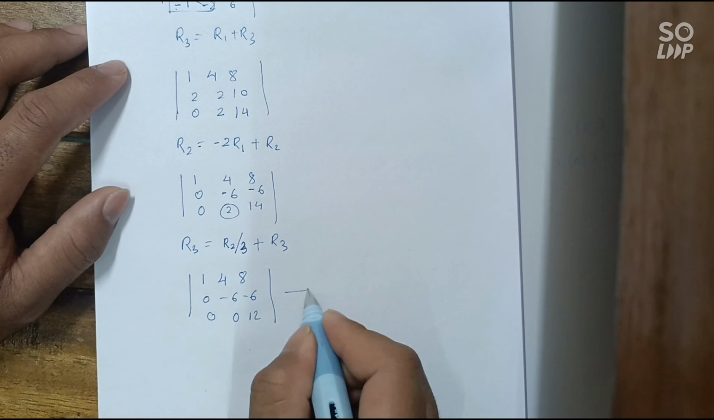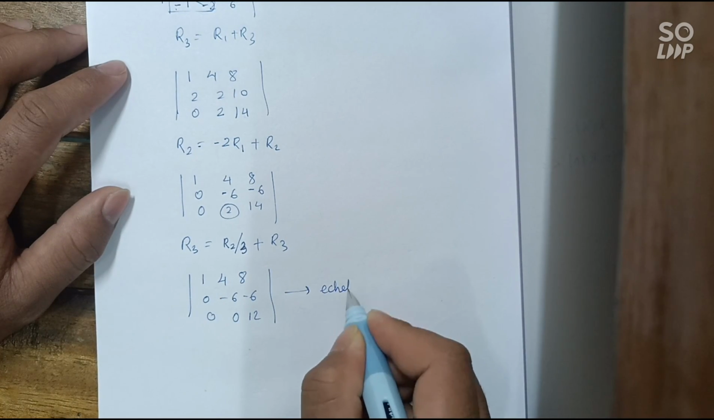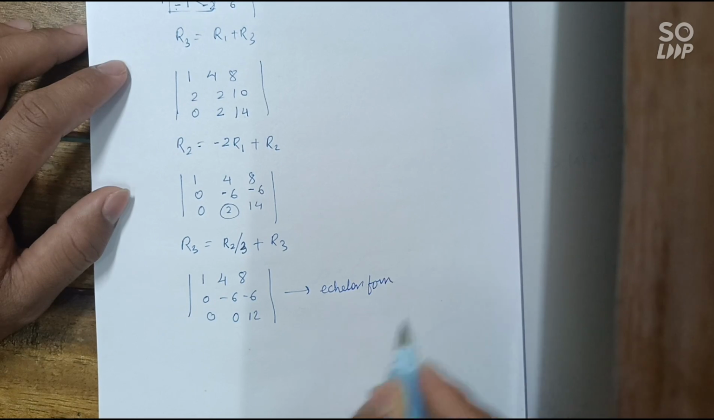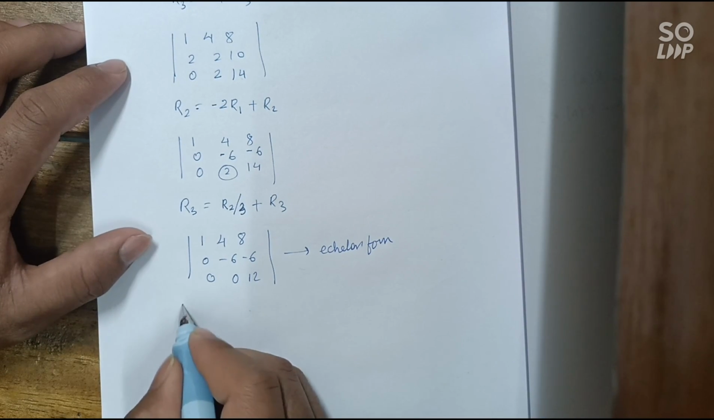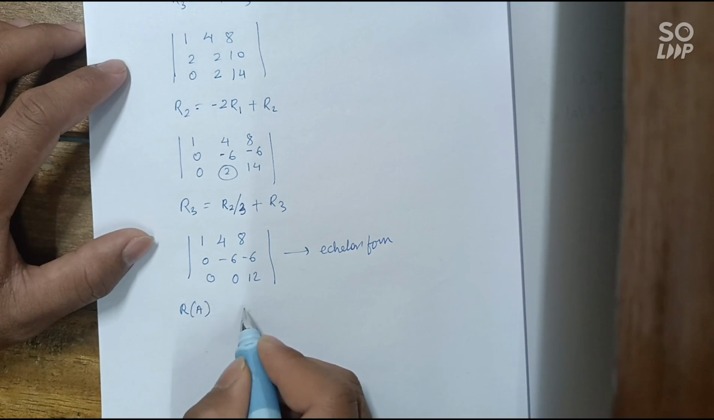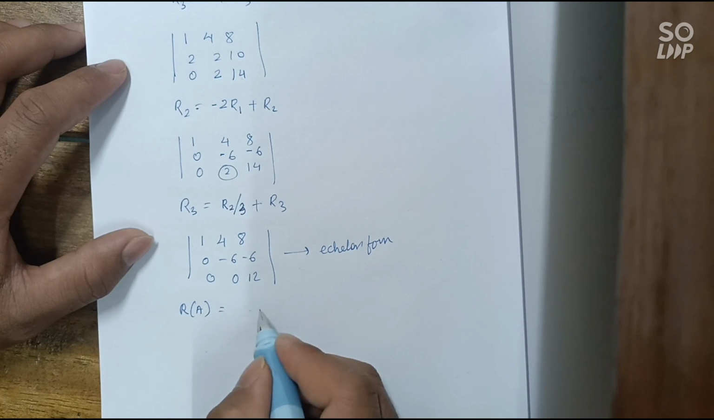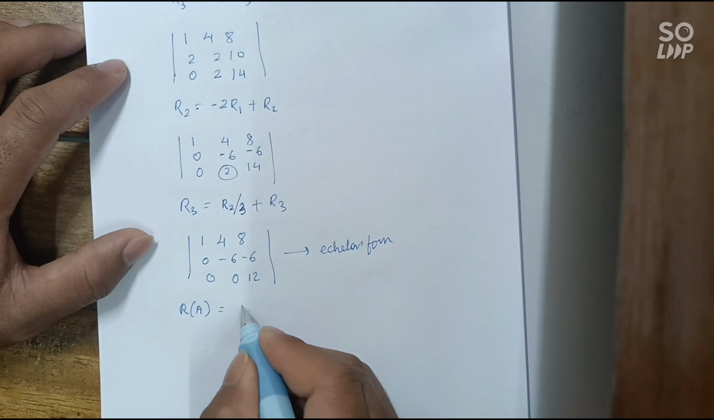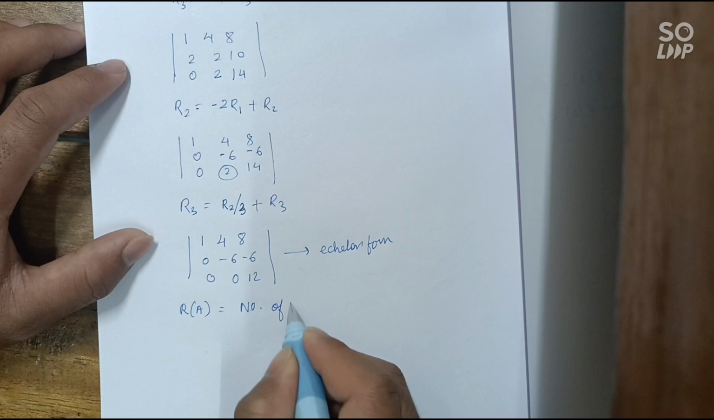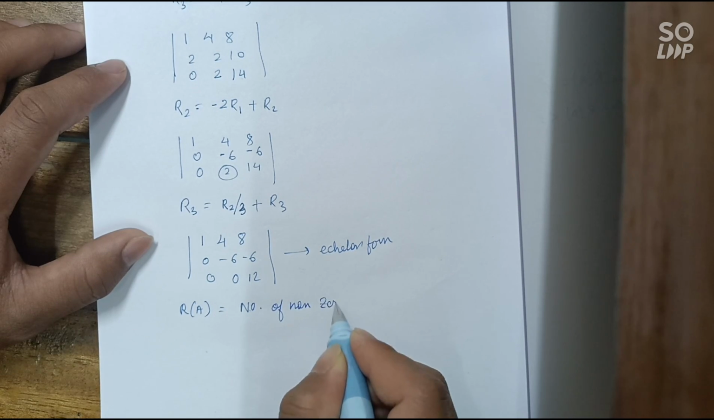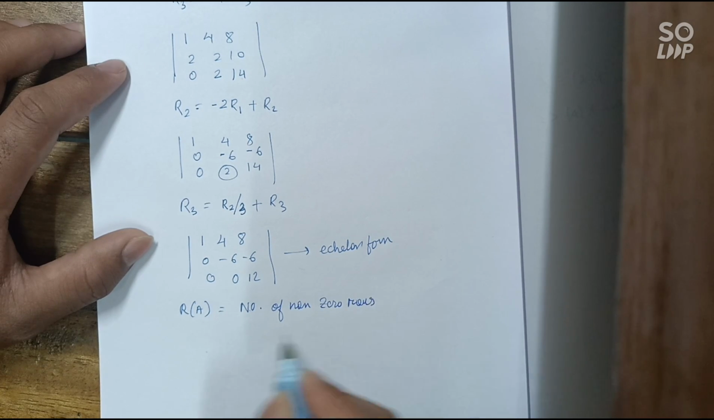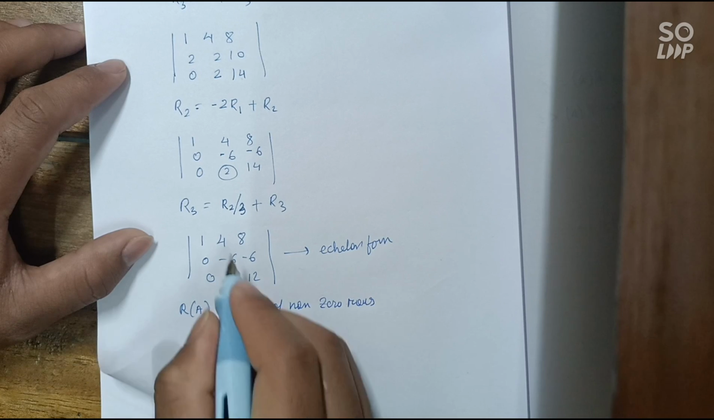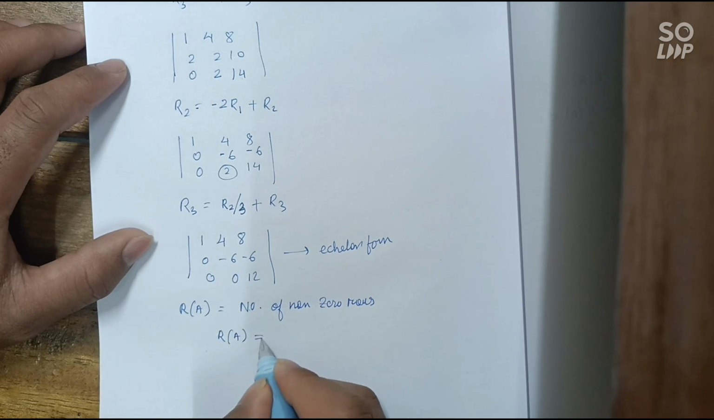As we can see, this is in the echelon form. Now we can apply the first method, that is number of non-zero rows is equal to rank of matrix. So rank of matrix is equal to number of non-zero rows, which is equal to 1, 2 and 3. So rank of A will be 3.